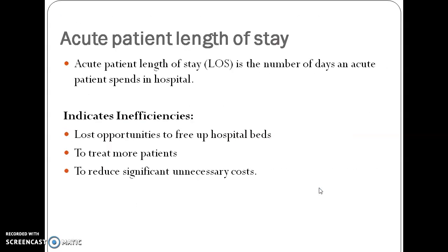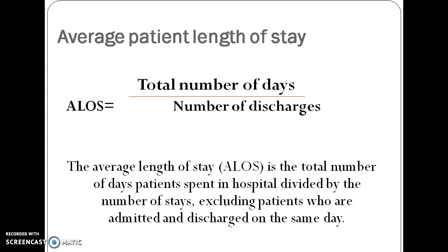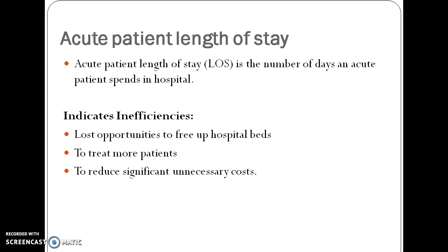If you see the overall formula of average length of stay, the total number of days divided by the number of discharges, it does not tell you anything about a particular patient or a particular specialty. It is just the general number of days divided by the number of discharges. Now, when we calculate the average length of stay, it tells you certain things which indicate various inefficiencies in the quality of care, or in the system or processes of the hospital. It indicates lost opportunities to free up hospital beds.